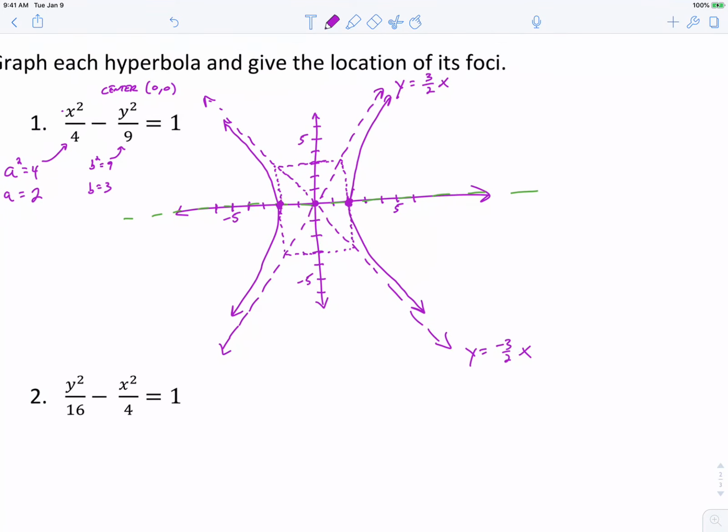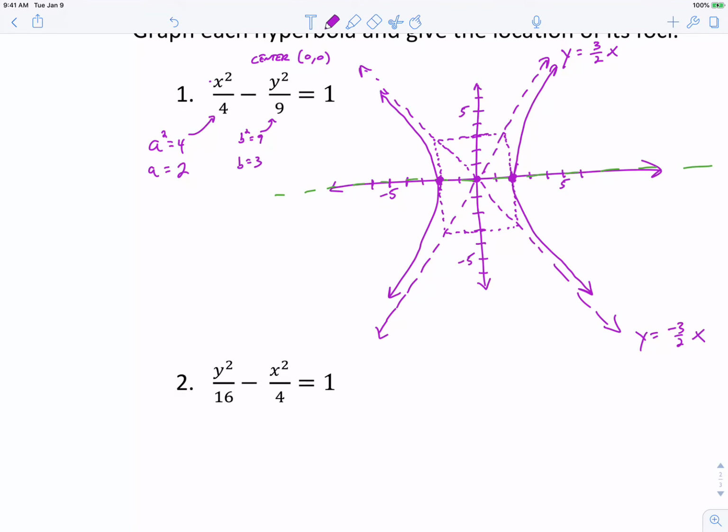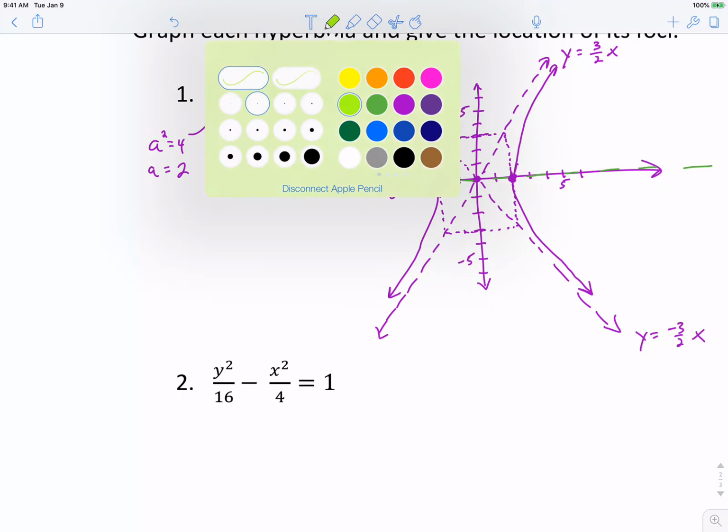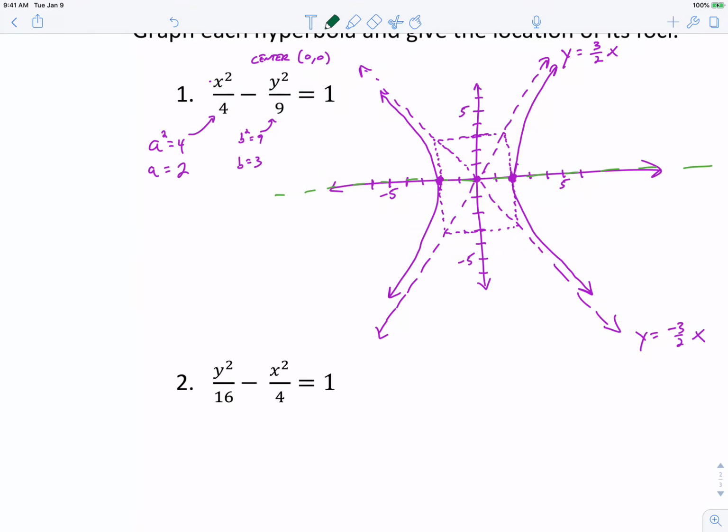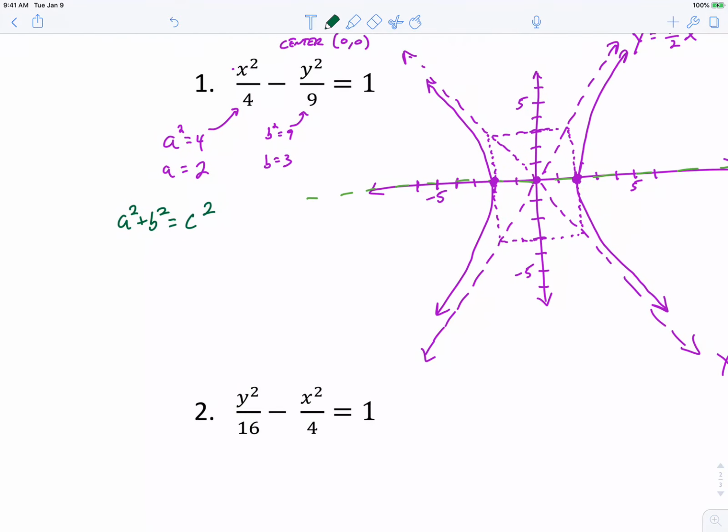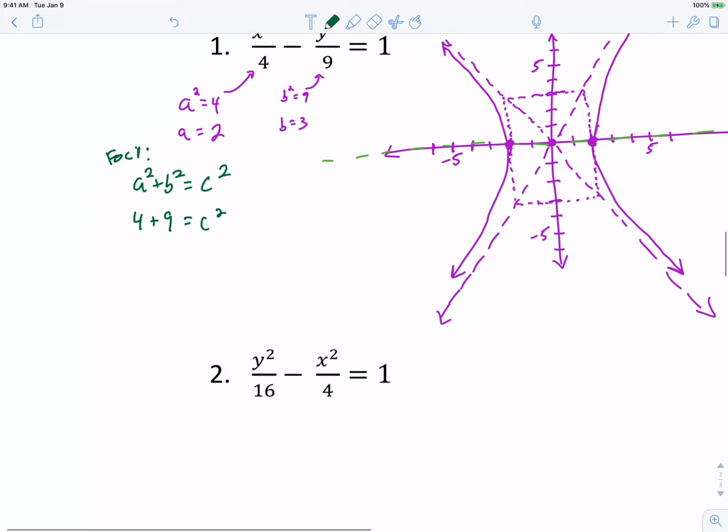And now we want the location of the foci. We know they're going to be somewhere in here, because that's kind of where they go, inside the curvature. So let's find exactly where they're located. I know a squared plus b squared equals the foci distance squared. So our a squared is 4, our b squared is 9, so our c squared is going to be 13.